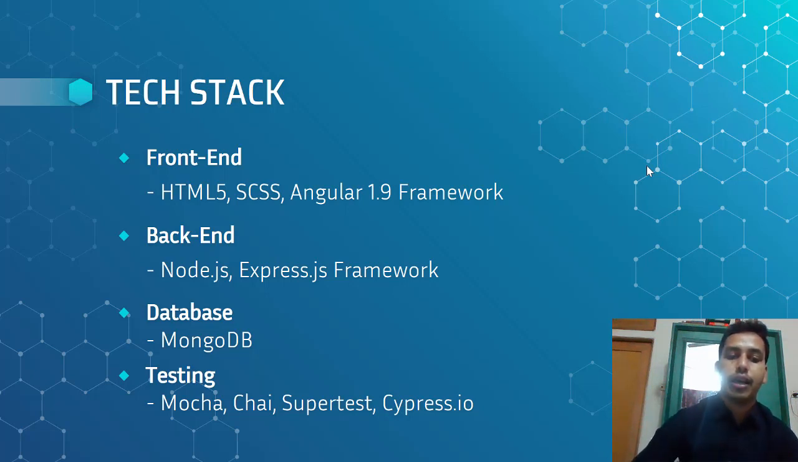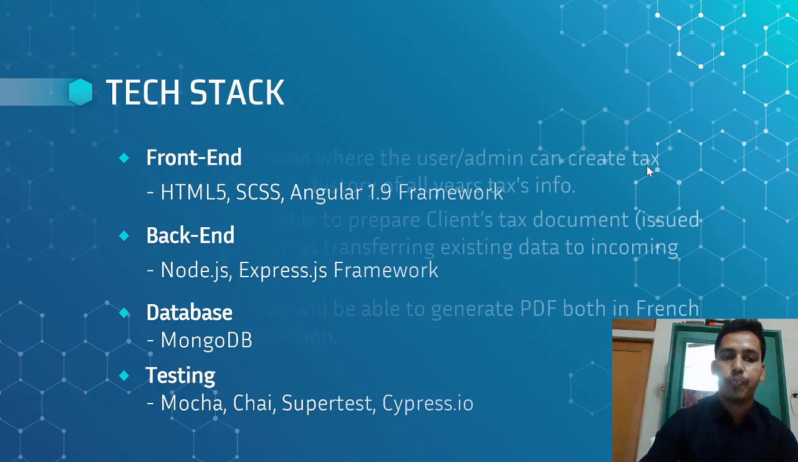And for testing, there are two parts. Actually, there are several parts, but I will just split it in two. One is API testing, and the other is end-to-end testing. For API testing, I will use Mocha, Chai, Supertest, and load testing. And for end-to-end testing, I will use Express.io.